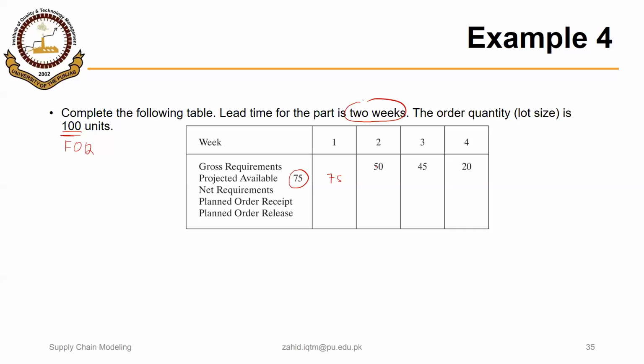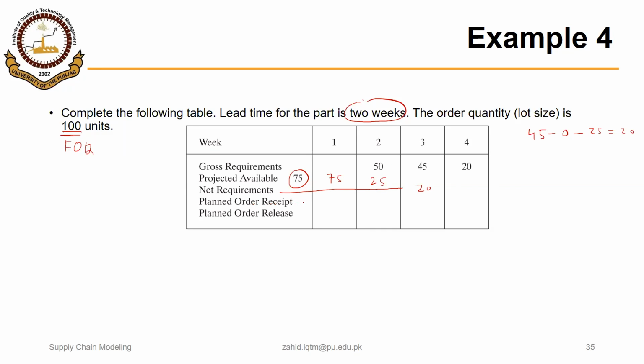There are gross requirements of 50. So after meeting these requirements, the ending inventory at the end of period 2 will be 25. Now we have 25 available. Gross requirements are 45. So our net requirements is gross requirements minus projected available minus scheduled receipts. So 45 is the gross requirements, no scheduled receipts, minus projected inventory of 25. So the net requirements will be 20 in week 3.